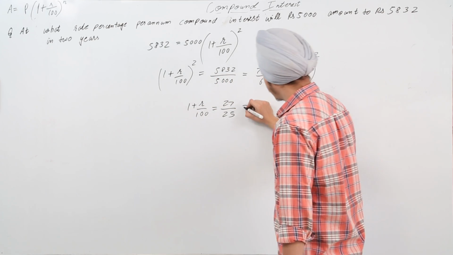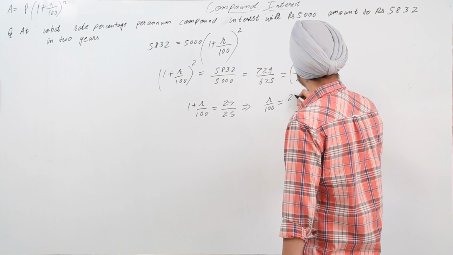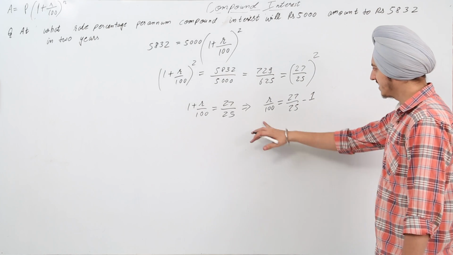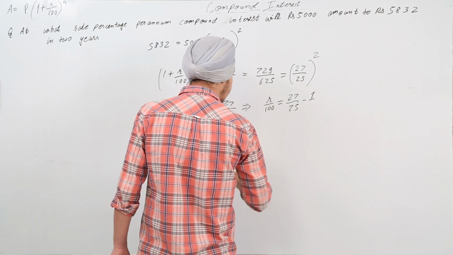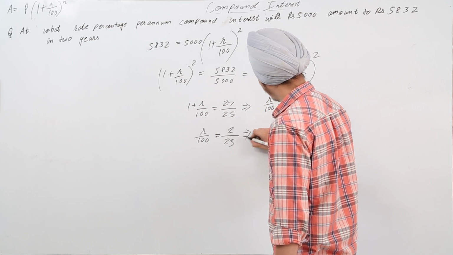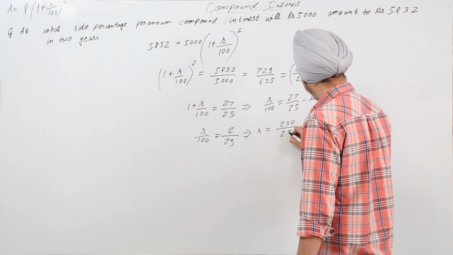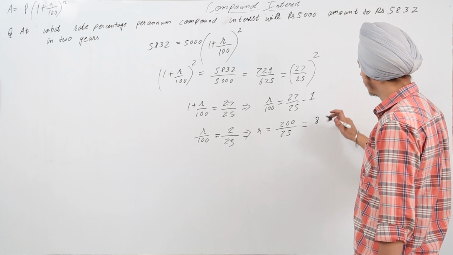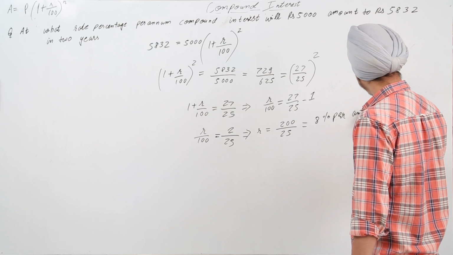Right? So this gives R by 100 is equal to 27 by 25 minus 1. This gives R upon 100 is equal to 2 by 25, which again gives R is equal to 200 upon 25, which is equal to 8. So the rate of interest is equal to 8% per annum.